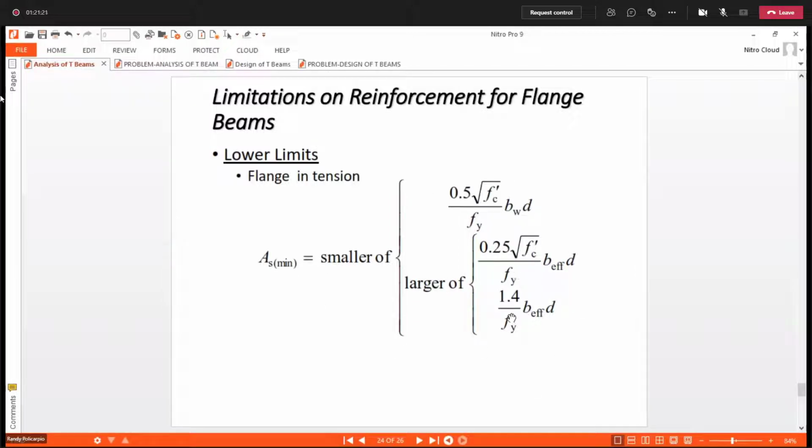So ang gagawin mo dito sa dalawa, pipiliin mo yung larger, i-compare mo dito, whichever is smaller naman. Yun naman ang mag-govern as AS minimum. This is for flange in tension. Kapag sa support, if you are treating a T-beam, do sa support kasi yung flange mo under tension. Okay?